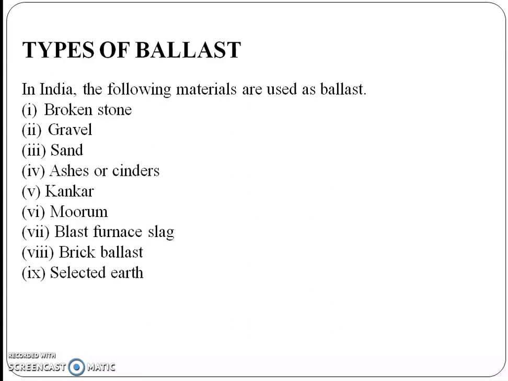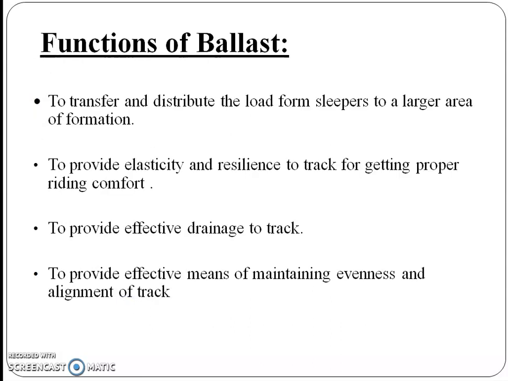Types of ballast: broken stone, gravel, sand, ash, canker, muram, blast furnace slag, brick ballast and selected earth. Function of ballast: to transfer and distribute the load from sleepers to a larger area of formation, to provide elasticity and resilience to track for getting proper riding comfort, to provide effective drainage to track, to provide effective means of maintaining evenness and alignment of track.